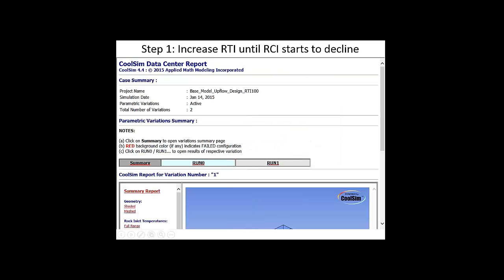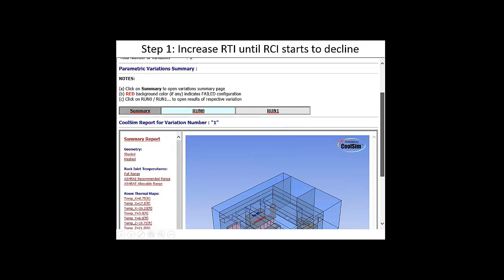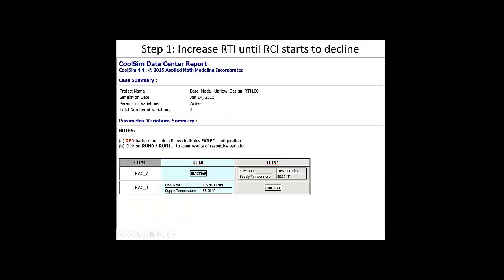So now what we've done here is we're going to increase the RTI until the RCI starts to decline. Within CoolSim, you're able to take a look at different scenarios based off the same model. So again, this is just output. I'm looking at the output. You can view CoolSim output without being in the modeler. I've exported the output, and you can view it in HTML and web pages.